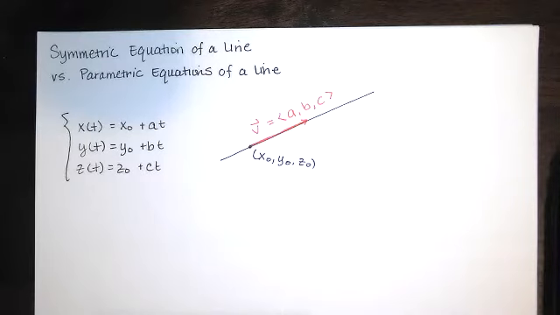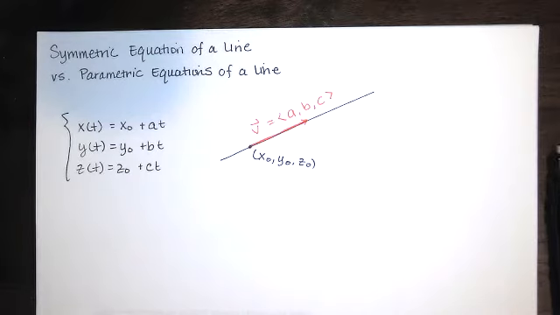In this video, we're discussing the symmetric equation of a line versus the parametric equations of a line. We've already talked about parametric equations, but I'd like you to be able to convert from parametric equations to symmetric equations easily, and vice versa. And I'd also like you to be able to look at either form of the equation of a line and identify both a point on the line and a direction vector for a line.